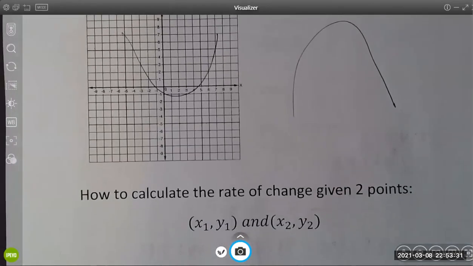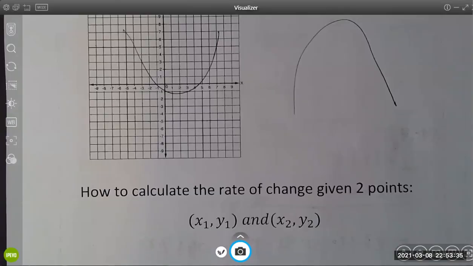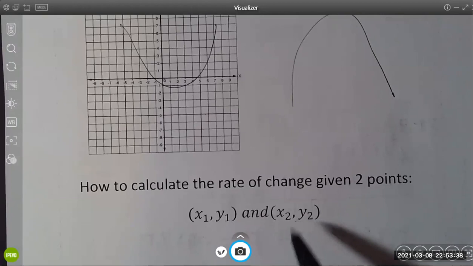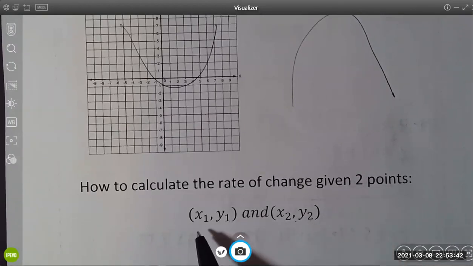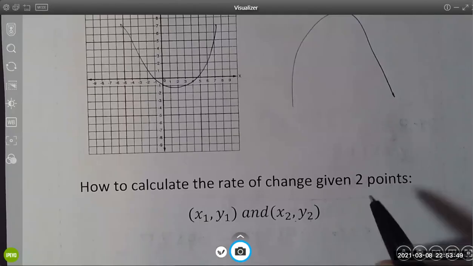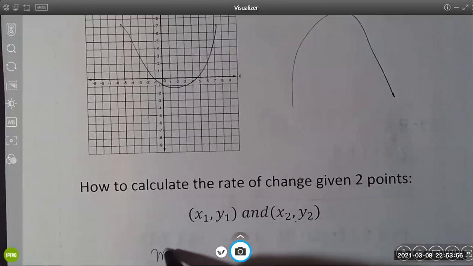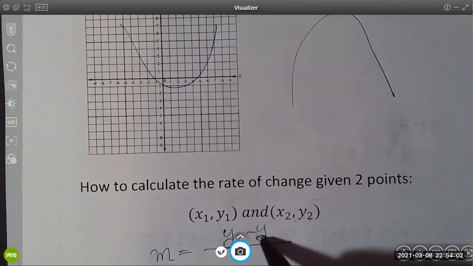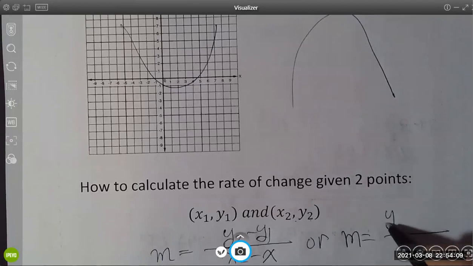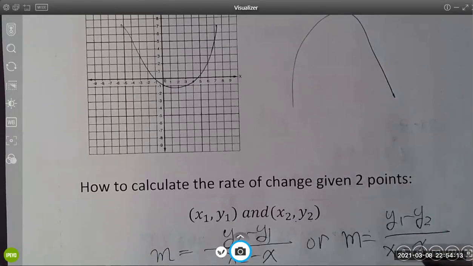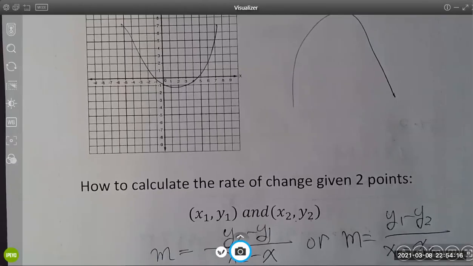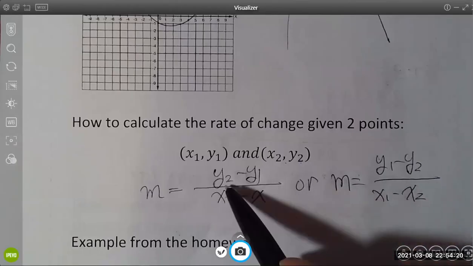Now, next topic is how to calculate the rate of change if you are given 2 points. So we have 2 points given, x1, y1, x2, y2. Basically, we just have 2 pairs of numbers. According to the definition of slope, which is the same as rate of change, they're just different names for the same thing, the slope, usually we use lowercase m, equals y2 minus y1 over x2 minus x1, or m equals y1 minus y2 over x1 minus x2. This will give you the exact same slope. There's no difference which one you use.